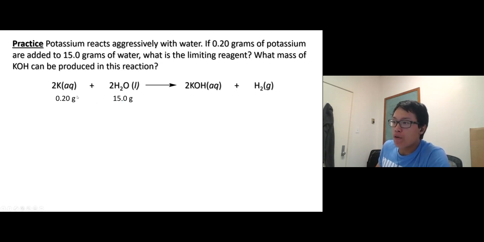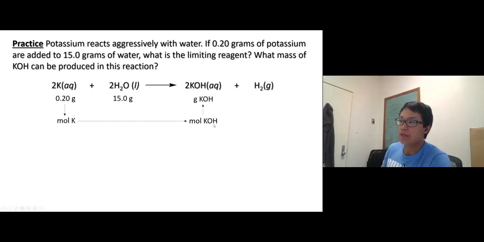I'm going to convert grams of potassium to moles of potassium, and moles of potassium to moles of potassium hydroxide, and then moles of potassium hydroxide to grams of potassium hydroxide. I'll do the same thing with water. All right, I'll do the first one, grams of potassium hydroxide.